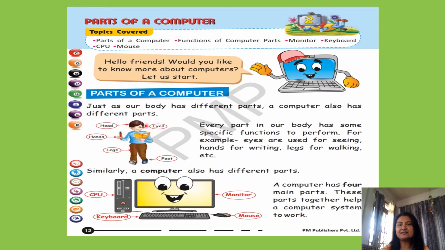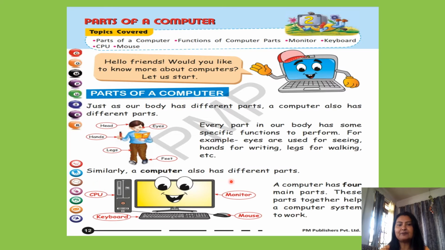So, you see, this is our body. We have different parts: head, hands, legs, eyes, and feet. Every part in our body has some specific functions to perform. For example, eyes are used for seeing, hands for writing, legs for walking, and many other functions are there of the different parts of our body.